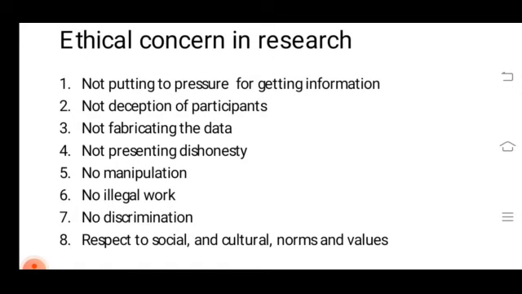Similarly, another concern is no illegal work. Yes, of course, a researcher should respect and follow all the related rules and regulations of the government and even the rules of concerned organizations. Researchers should consider the rules and regulations of those organizations from which the data are collected for the current research work.